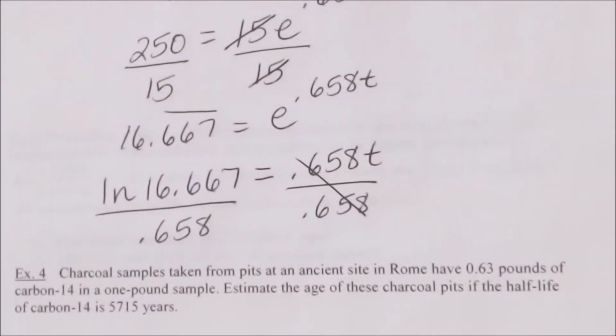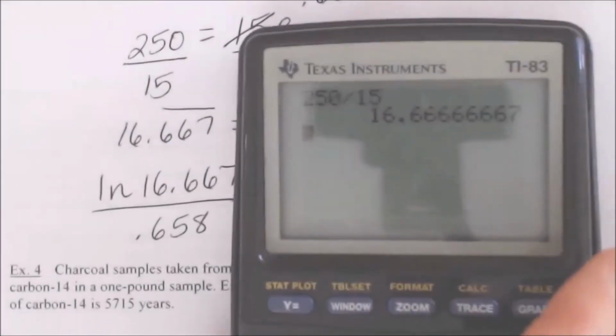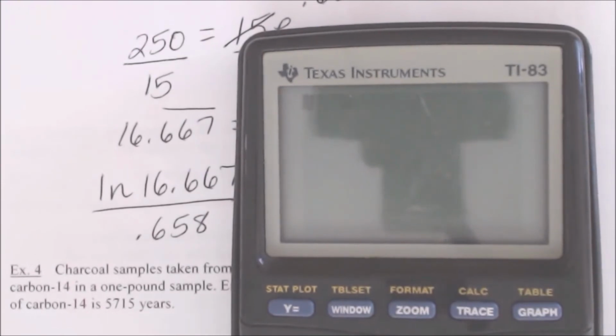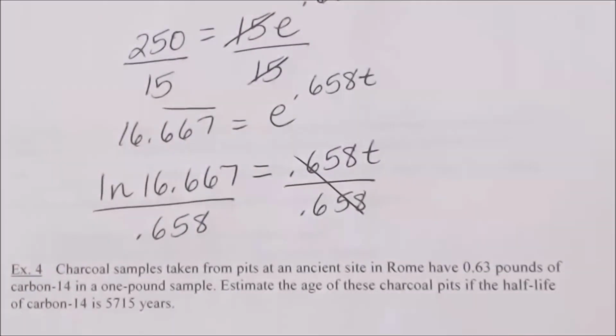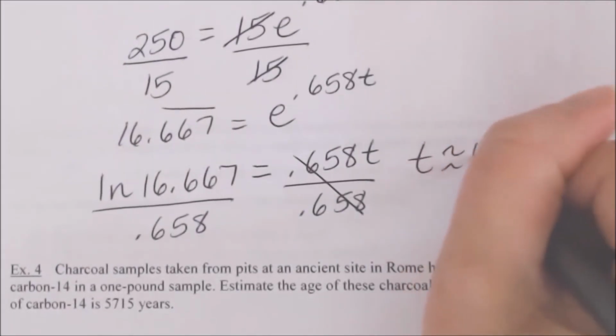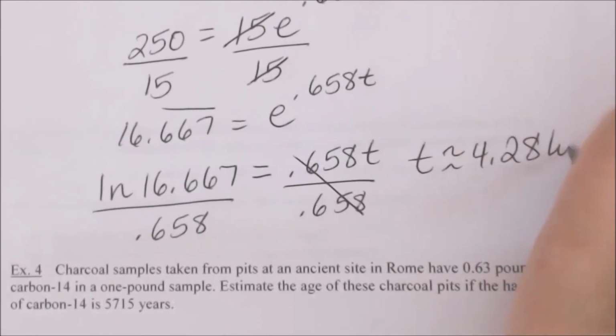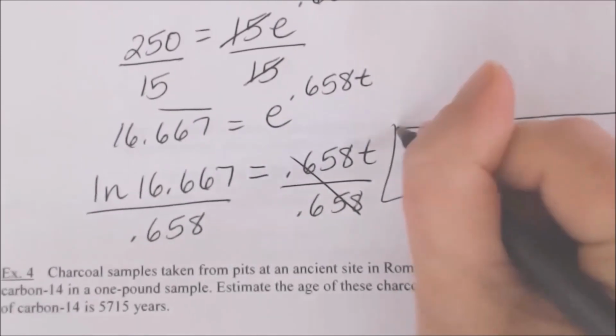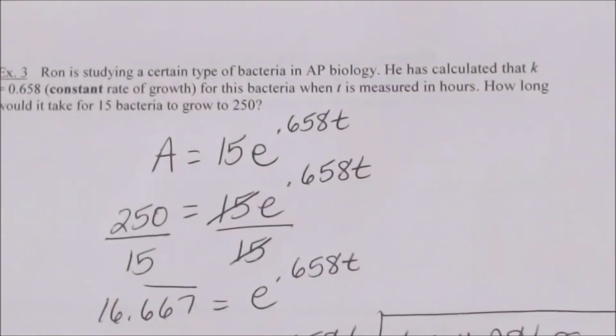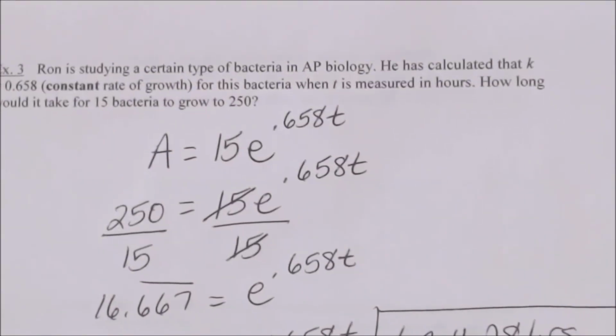So in the calculator, we're going to have natural log of 16.66666, just put in a bunch of sixes there, close parentheses, divided by 0.658, and I'm getting about 4.28. And remember, this was in hours, so it's going to take about 4.28 hours for the bacteria to grow from 15 to 250, okay?